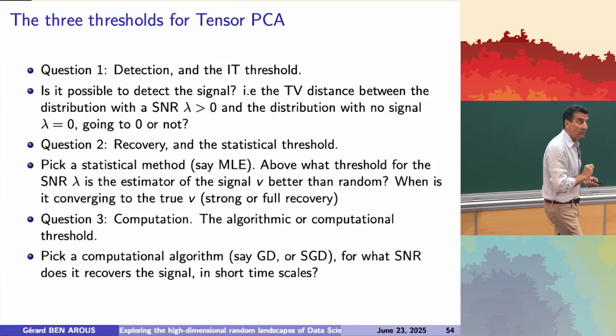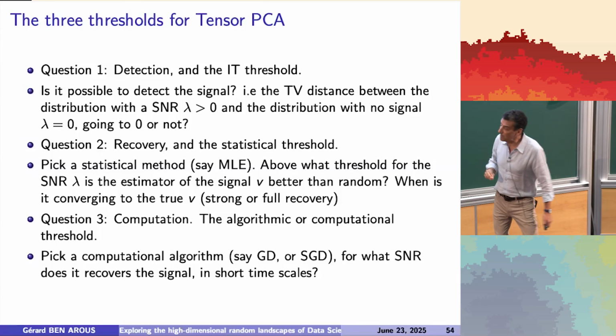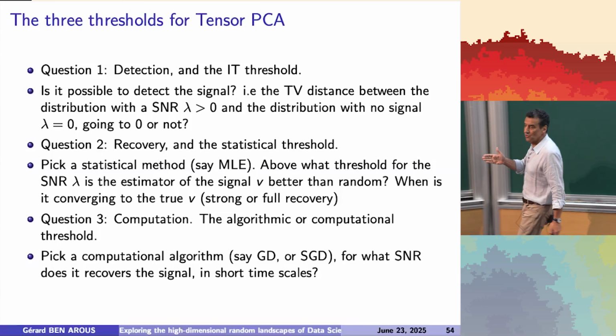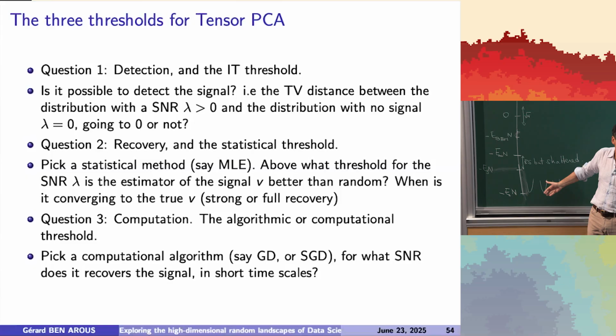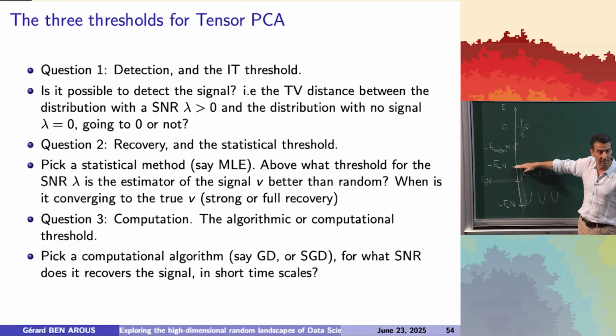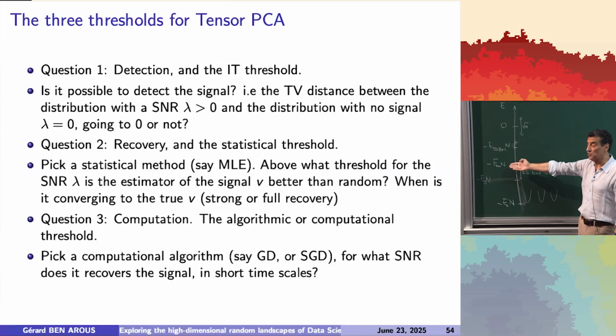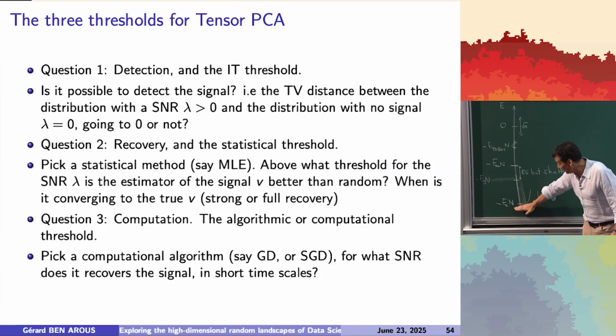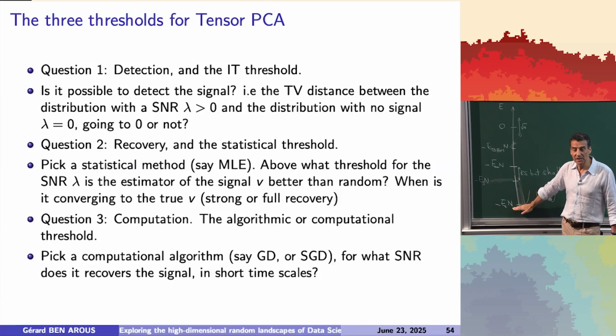We want short timescales. So if you remember our situation here where there was no signal, where it was pure noise, in short timescale, essentially we could get down to somewhere around here, if you started at random, which is already not so bad, but certainly not here. To get here, you needed exponentially long timescales.